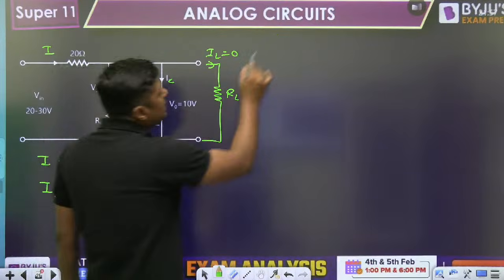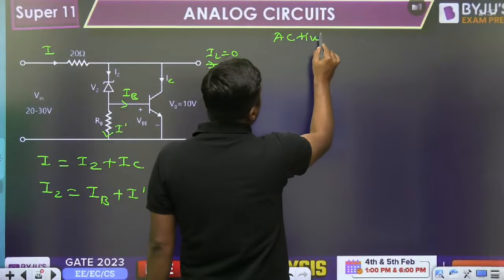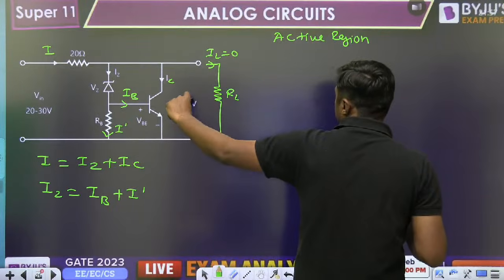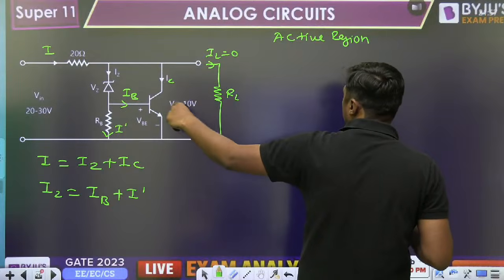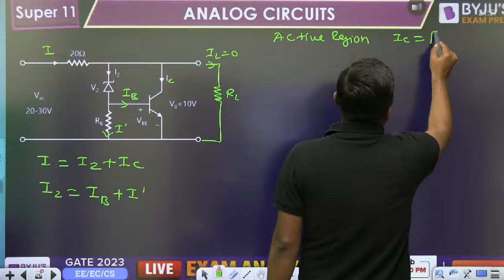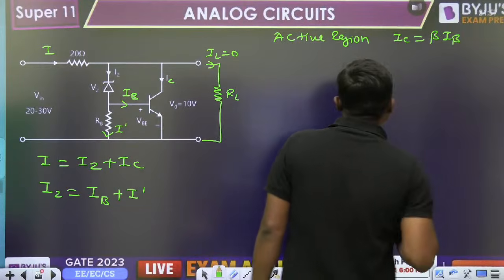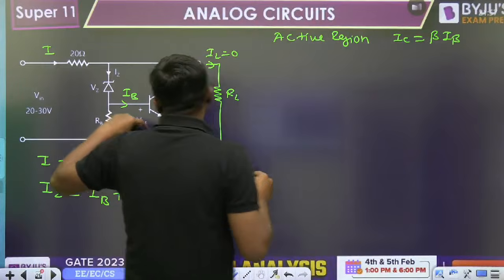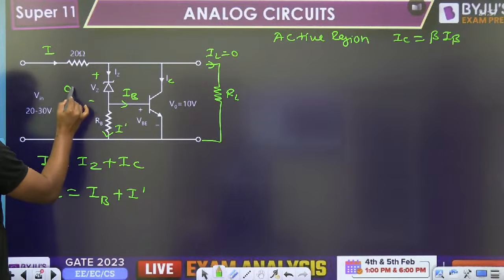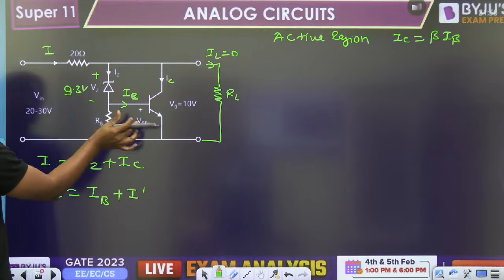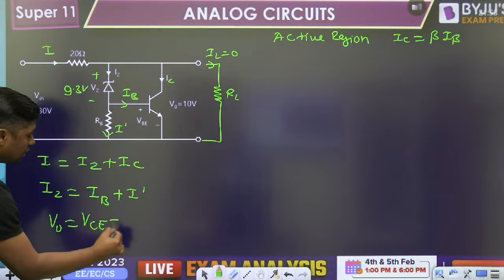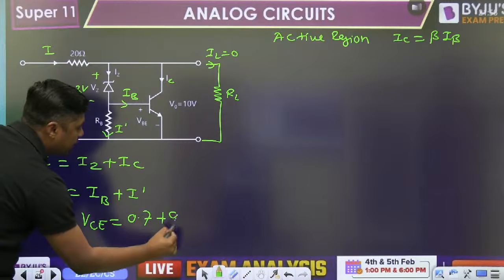Since the transistor is in active region, always in this type of question it is in active region, because 10 volt is given, VC is greater than 0.2 volt. Definitely it is in active region. So IC is equal to beta IB. And the Zener diode is in breakdown region. So what is the drop across the Zener diode? 9.3 volt. And VB is 0.7 volt. That's why V0 is equal to VC, which is 0.7 plus 9.3, that is 10 volt.